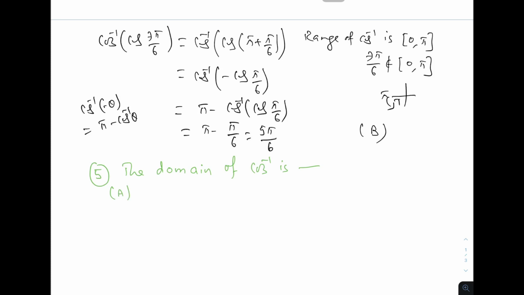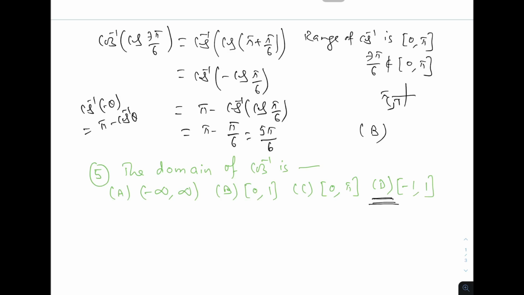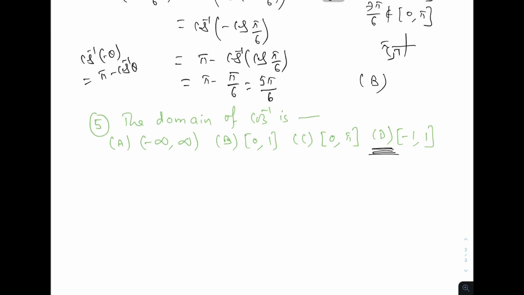Options are minus infinity to infinity, 0 to 1 closed interval, 0 to pi, and closed interval minus 1 to 1. So this is a standard example, you need to remember this, and the answer is closed interval minus 1 to 1. I request you to remember the domain of every trigonometric function, so you can have the list and then you remember that.